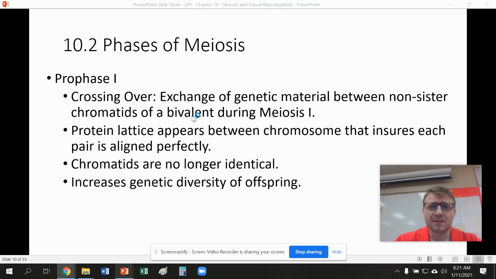First, in prophase 1, we're going to have something called crossing over. Crossing over is the genetic exchange between non-sister chromatids of a bivalent. You might see that word going forward, but these are just those homologous chromosomes. There's going to be a protein ladder that helps with this crossing over, where we're just going to see flip-flopping of genetic material between the maternal and paternal chromosomes.